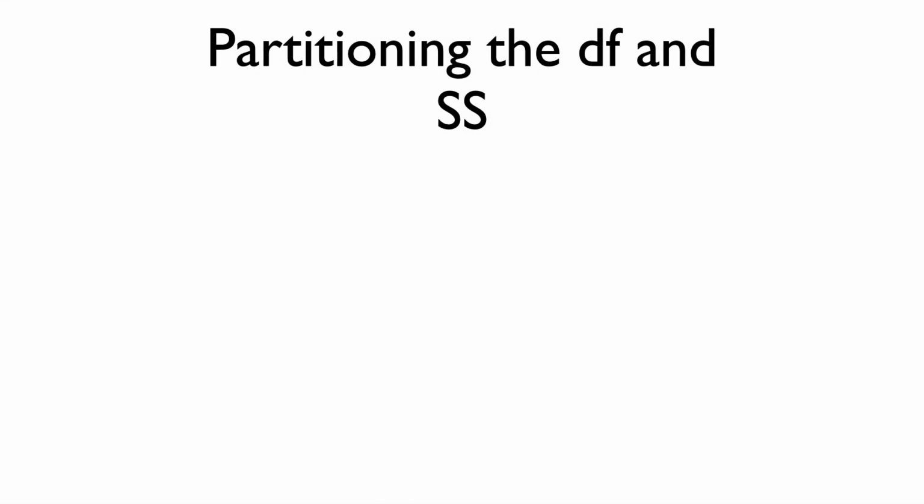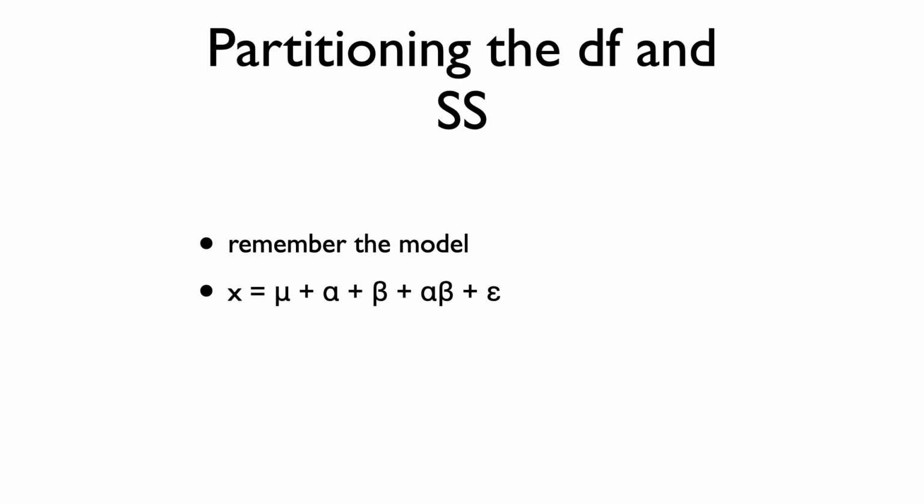Let's partition the degrees of freedom and the sums of squares, shall we? So, okay, remember the model. So let's go back to our model, and what's our model say? Our model says that x equals mu plus alpha plus beta plus alpha beta plus epsilon.